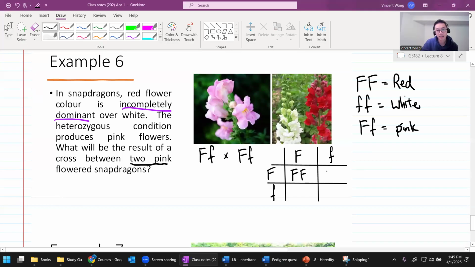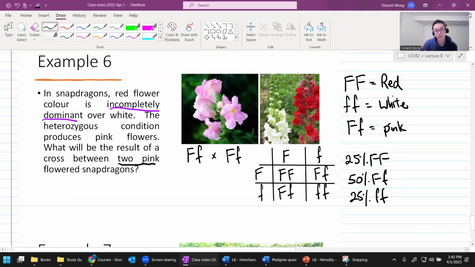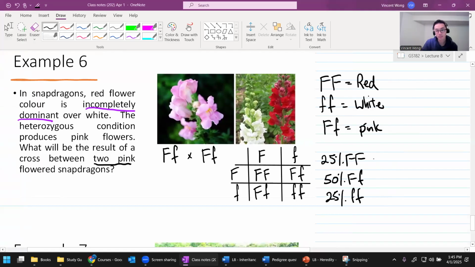So over here is big F, big F, big F, small f, big F, small f, small f, small f. Okay, so what are the results? Well, I have 25% big F, 50% big F, small f, and 25% small f, small f. Okay, so I just look at this. That means 25% red, 50% pink, and 25% white.